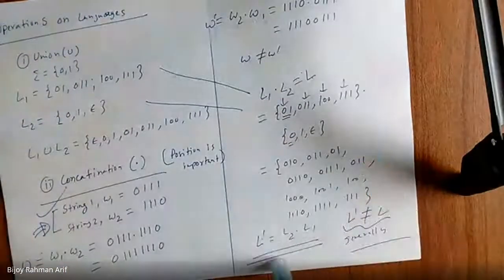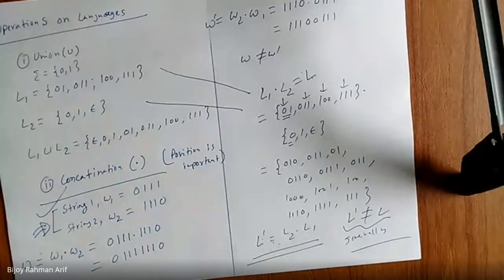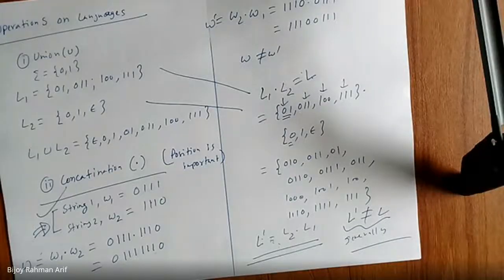When L equal to L dash, can you tell me? When L1 and L2 are same, L1 equal to L2, at that time L equal to L dash. Is there any other possibility when L1 is not equal to L2 but still L and L dash are same? Can you give me an example? Is it possible? No, it is not possible. You cannot find out that problem.